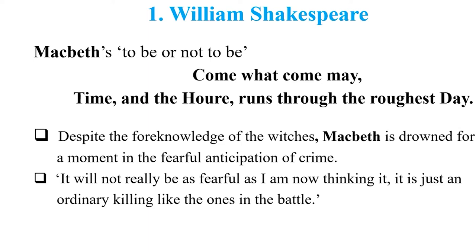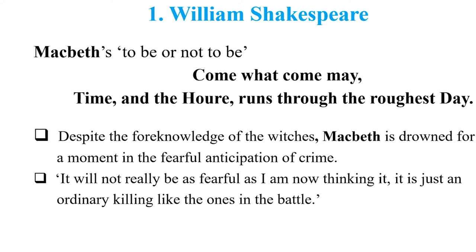Okay. The example is from Shakespeare's Macbeth. It's like Macbeth's to be or not to be, a Hamletian dilemma faced by Macbeth. What is Macbeth's problem? Macbeth was told by the three witches, you will be the king, but your sons will not be kings. And you have to do some terrible things. So he has that foreknowledge from the witches. Something is going to happen, both good and bad. You will be king and you have to do a lot of bloody things for that. And he has to act like Hamlet.